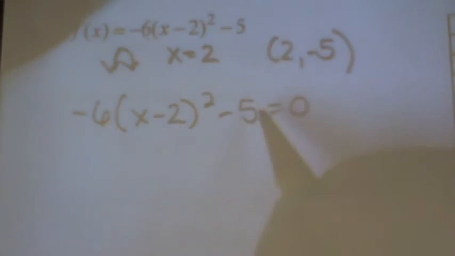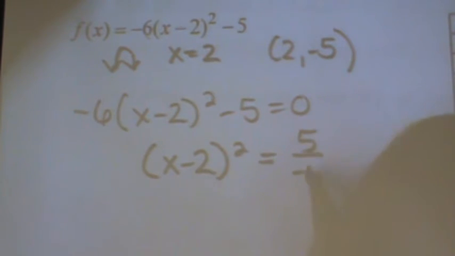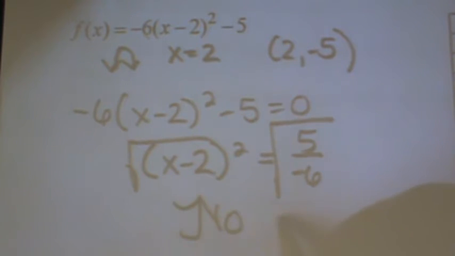Let's find the x-intercepts. It's easiest to set y equal to 0. So we have -6 times x minus 2 squared minus 5. If you set this equal to 0, if you add 5 and divide by -6, you will see that you get 5 over -6, but when you take the square root, you have a negative here. So there are no x-intercepts. And that makes sense because this is going to be going down like this. So since there are no x-intercepts, you can't write this in x-intercept form. There are none.